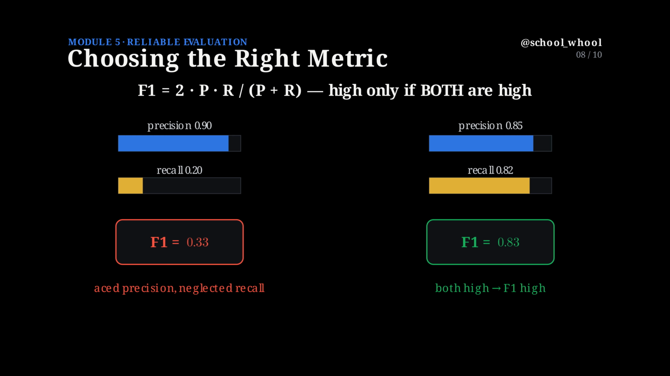On the right, a balanced model, precision 0.85, recall 0.82. Now F1 climbs to 0.83. F1 only rises when both are high. That's what makes it the honest single score for imbalanced problems. Regression faces the same choice.